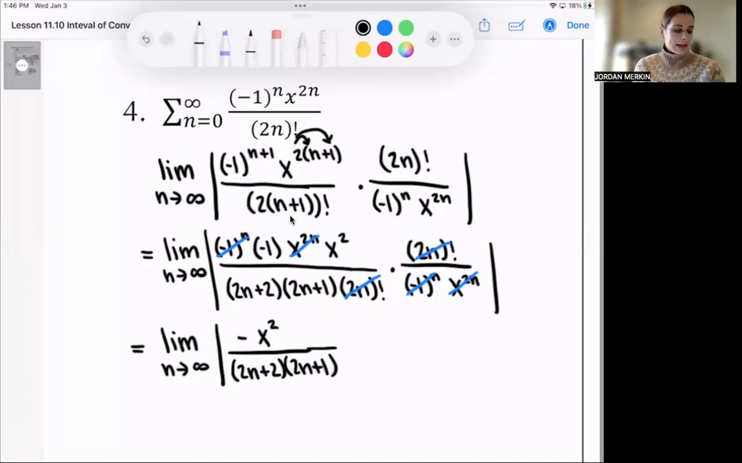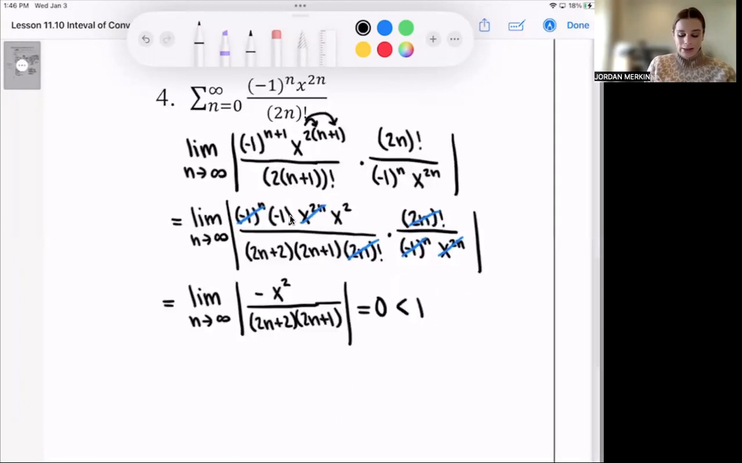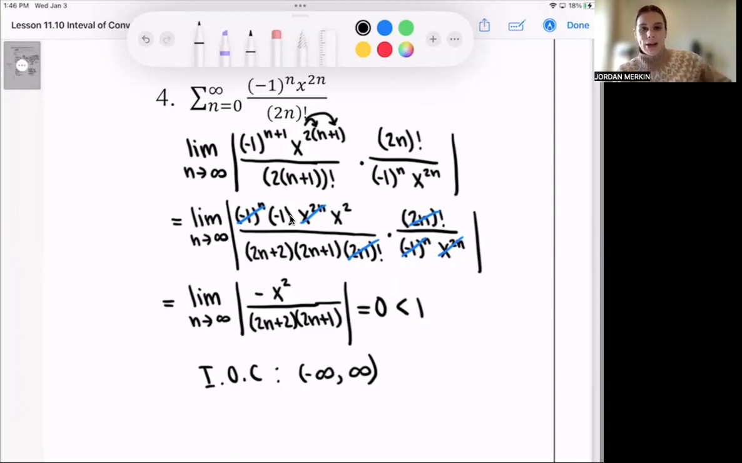Okay, let's take a look at this. Now, the limit as n approaches infinity here actually always equals 0, regardless of what x is, which is less than 1 always, right? So in this case, the interval of convergence is from -infinity to +infinity. There is an interval of convergence, but it always converges. It doesn't matter what x is in this case.